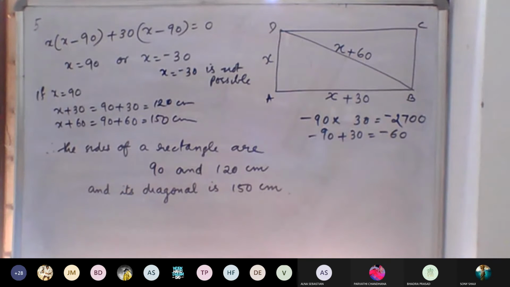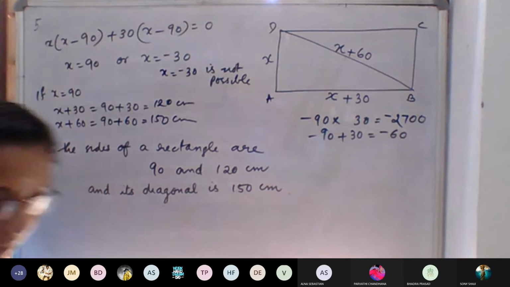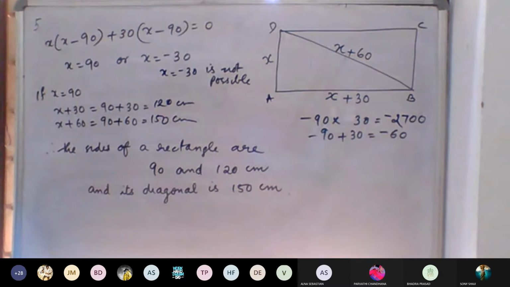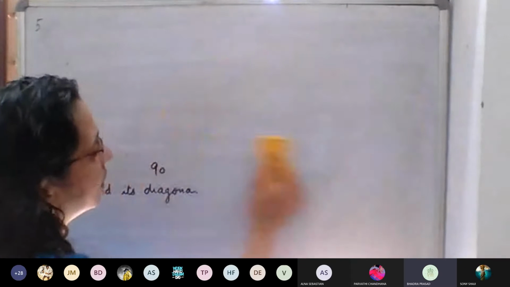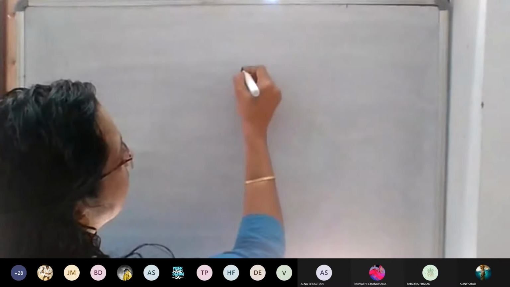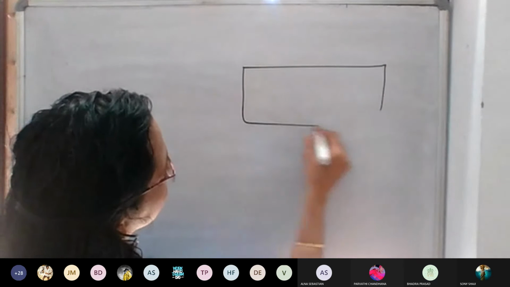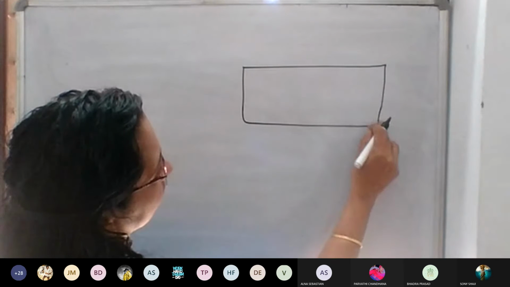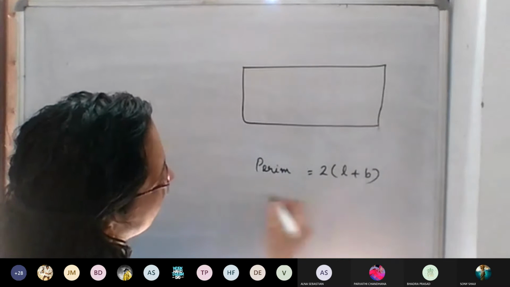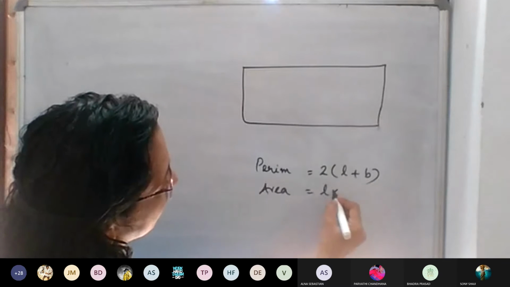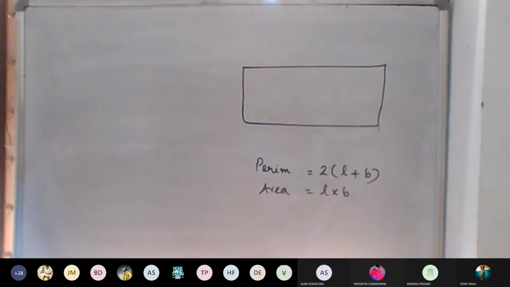Perimeter of a rectangle, the formula: 2 into length plus width, 2 into L plus B. Then area of a rectangle, L into B. Perimeter 2 into L plus B, then area L into B. Okay, so what is given?